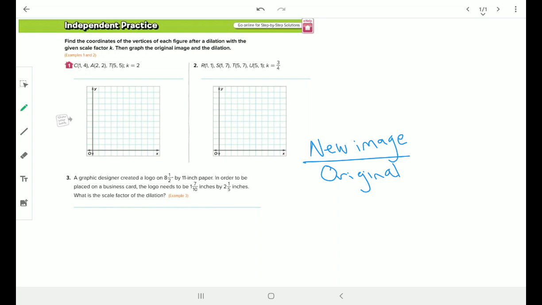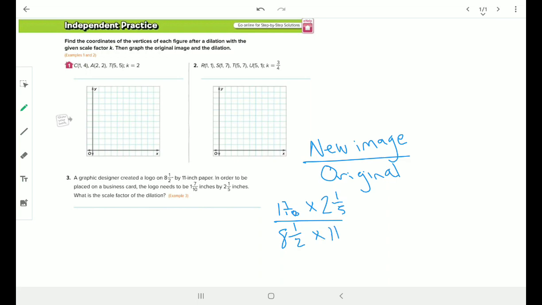So on number 3, a graphic designer created a logo on an 8.5 by 11-inch paper. But in order to be placed on a business card, the logo needs to be 1 7/10 by 2 1/5. What is the scale factor of the dilation? So to figure out the scale factor, remember we take the new image, okay, and divide it by the original. So if it's 1 7/10 by 2 1/5, and we're going to divide it by 8 1/2 by 11.